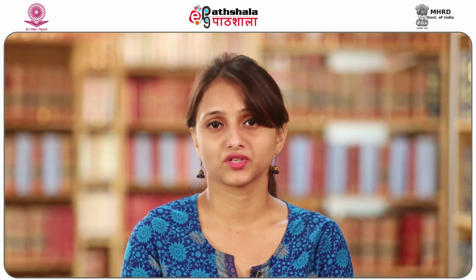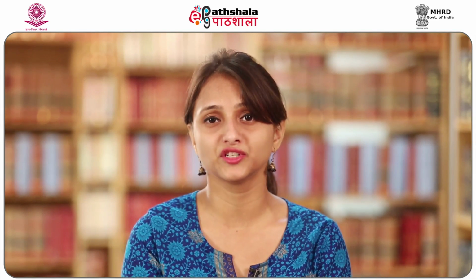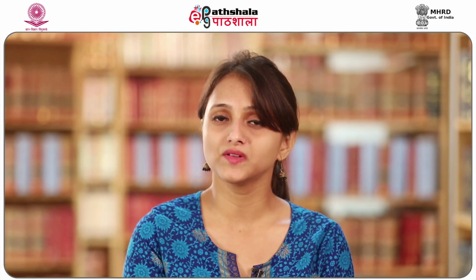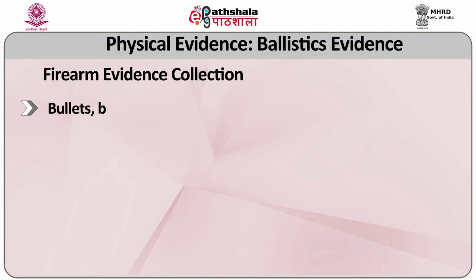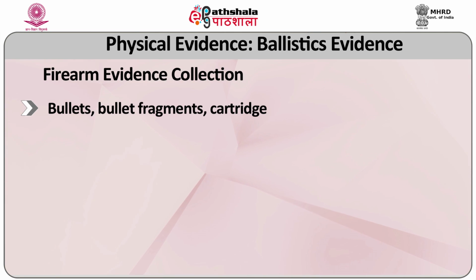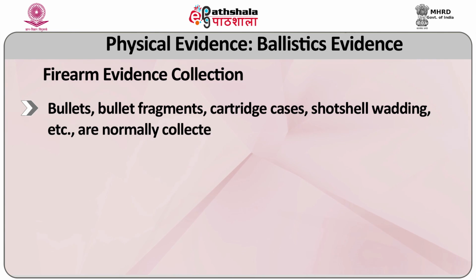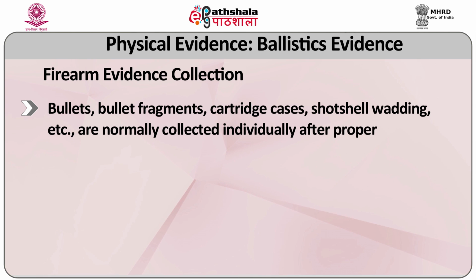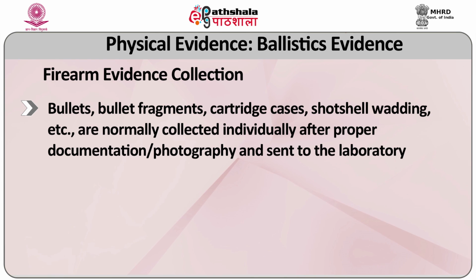Firearm evidence collection. Firearm evidence can be recovered in a plenitude of ways and areas. Firearms themselves can be recovered at shooting scenes by crime scene investigators and sent to the laboratory. Bullets, bullet fragments, cartridge cases, shot shell wadings, etc. are normally collected individually after proper documentation, photography and sent to the laboratory.